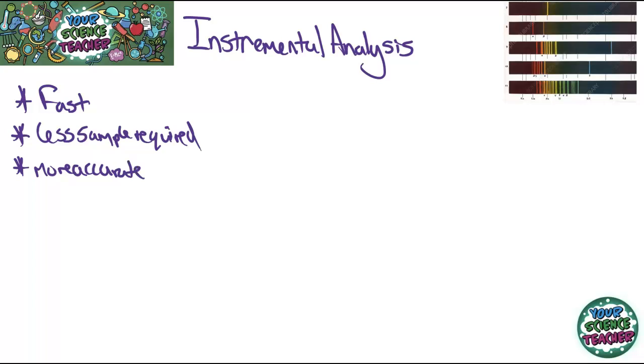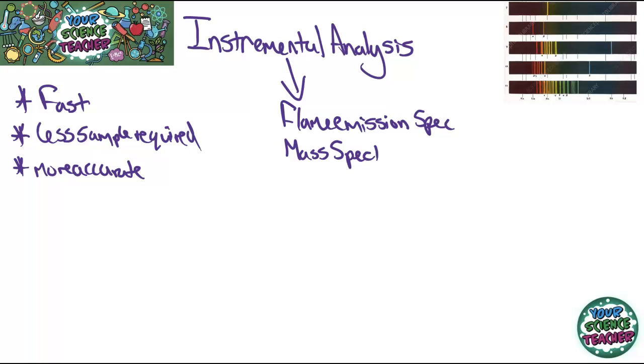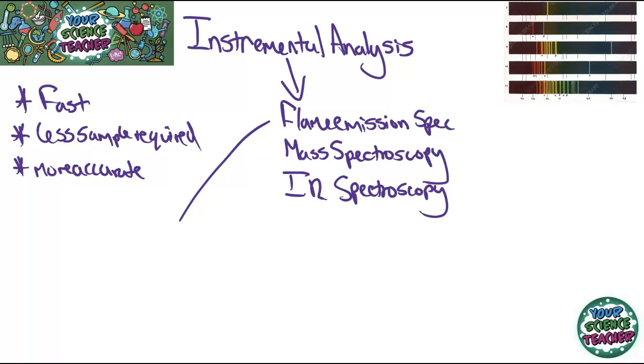So what are some examples of instrumental analysis? Well, we could use flame emission spectroscopy, and we'll look at that one in a bit more depth in a second. We could use what's called mass spectroscopy, or we could use something like infrared spectroscopy as well.